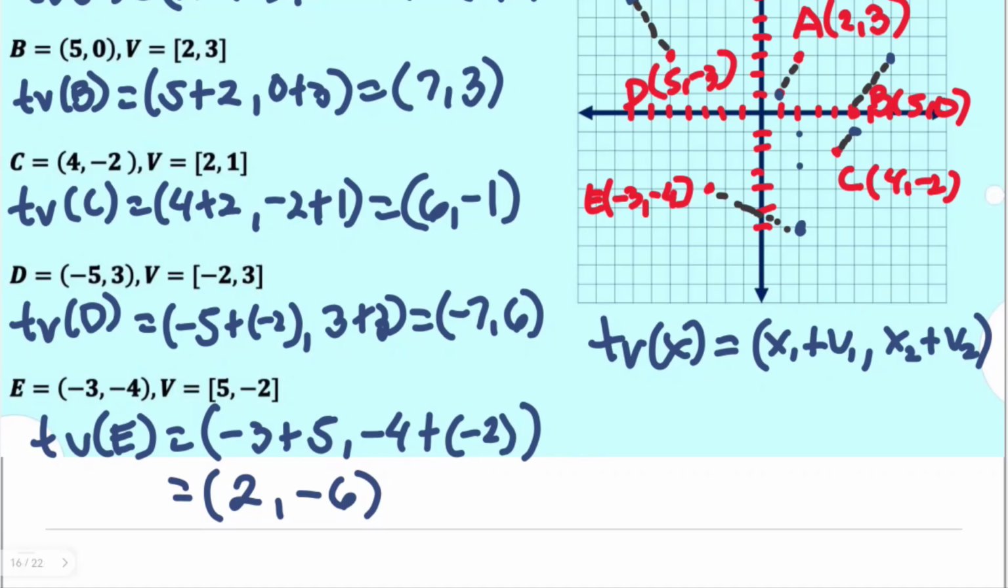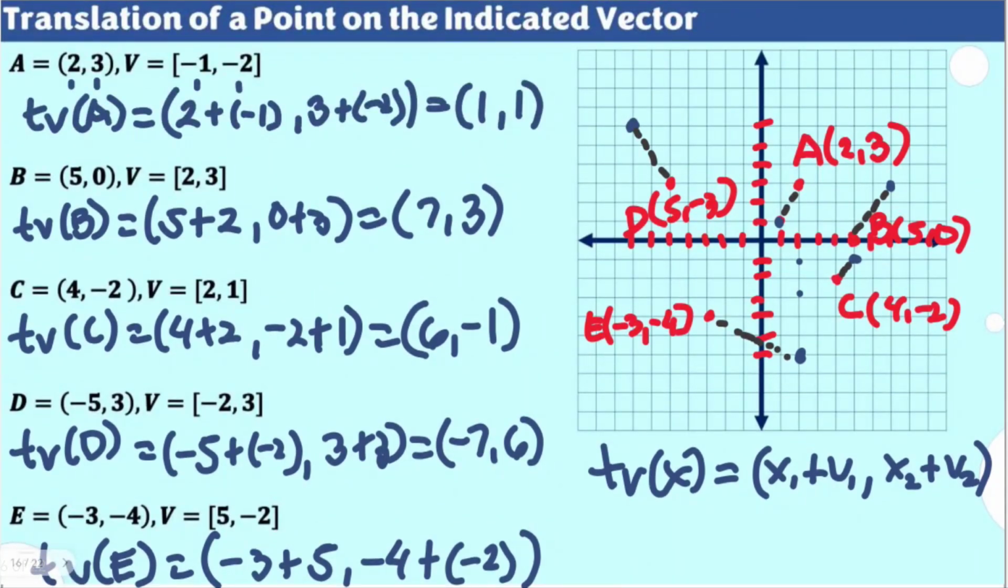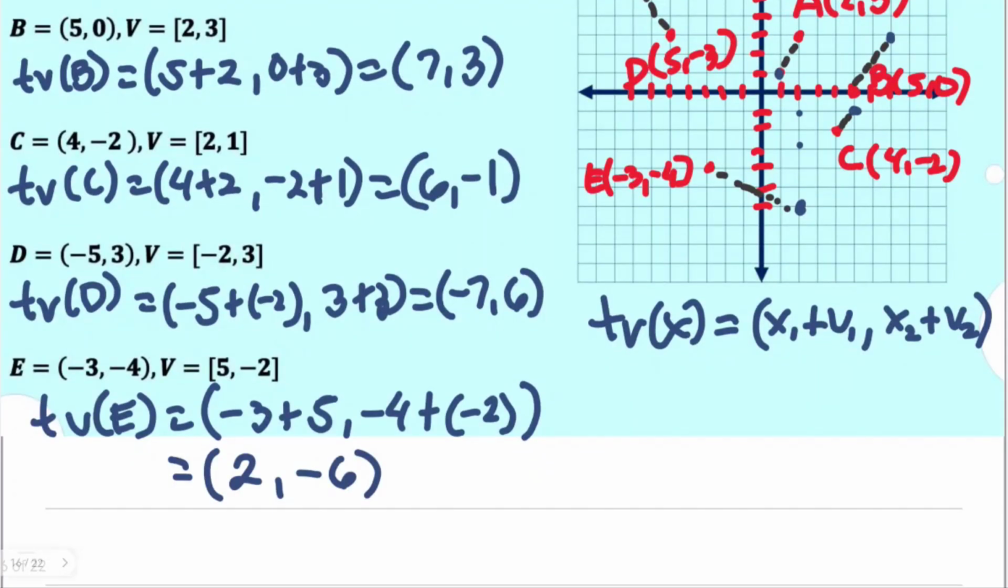So we can see from these results that our points were translated using the indicated vectors. We have here 2 and 3 for A, okay, with its image at 1 and 1. The image of B is actually at 7 and 3. Okay, the image of C is at 6 and negative 1. The image of D is at negative 7 and 6. And the translated image for E is at 2 and negative 6.